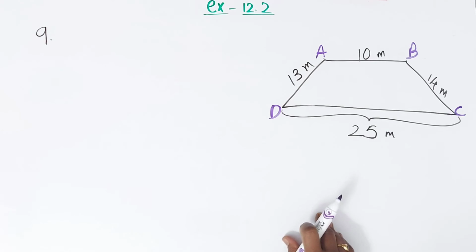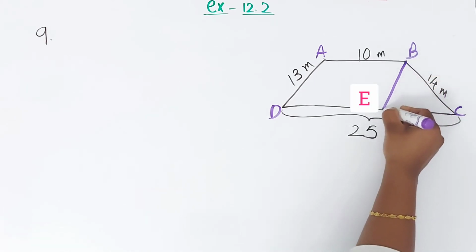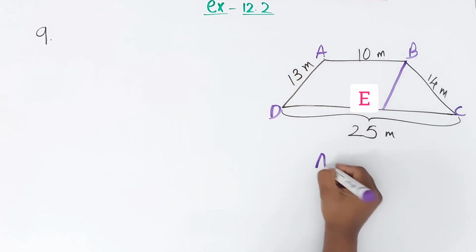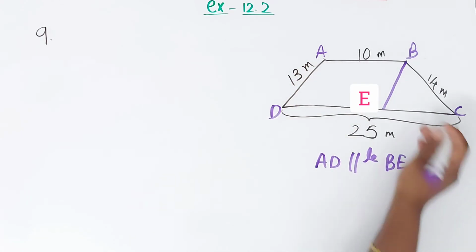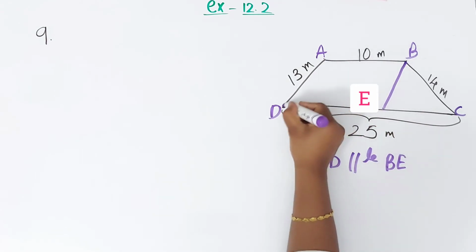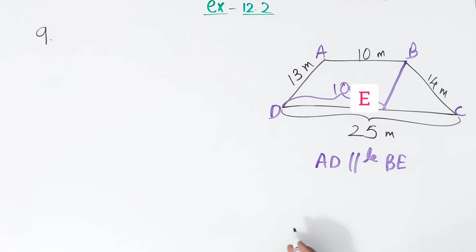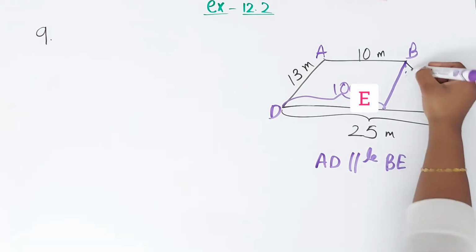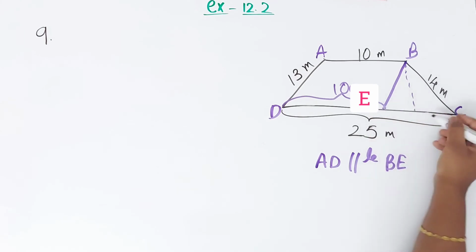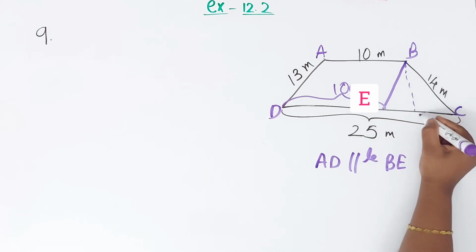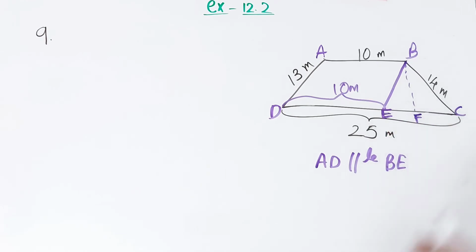First, we will draw line segment BE here, exactly parallel to AD. AD is parallel to BE and we will take the same measurement. So, this will be 10 meters now. Correct, children? Now, we will draw a perpendicular line segment from B to CD. Right, children? Let the point be F. So, this is E and this is F, children.